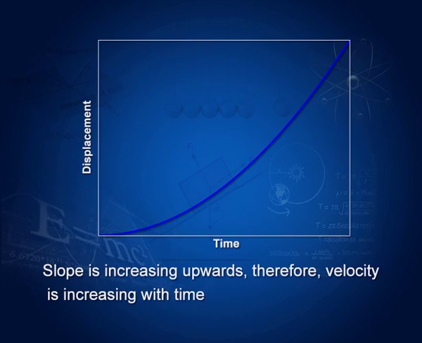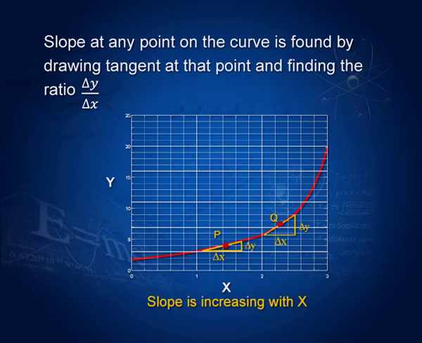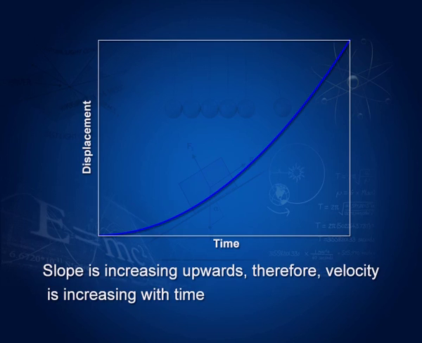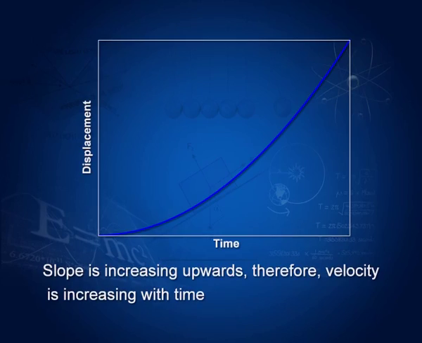Let us take another graph this time, displacement time graph again, but in this case the displacement is increasing, and as I have shown you in the earlier slide, the slope is now increasing. Let me remind you, the slope is increasing as we move along the time axis. That means, as the time increases, the slope increases, therefore, the rate of change also increases. That means, the velocity increases with time.